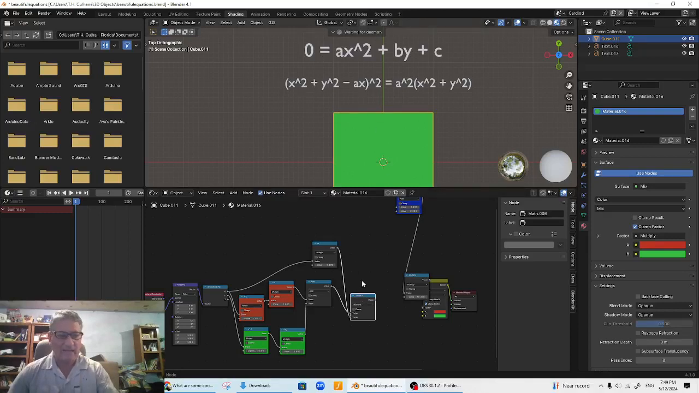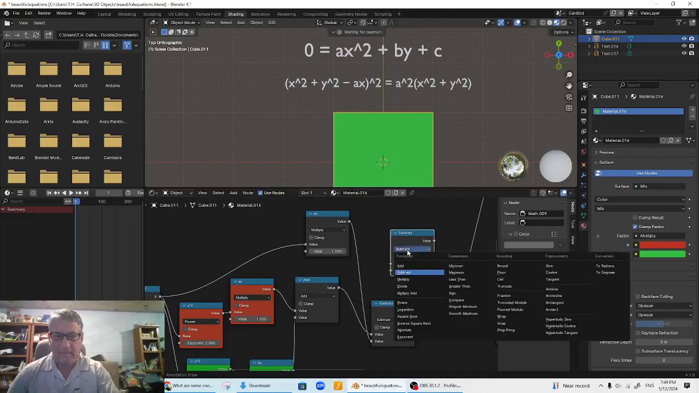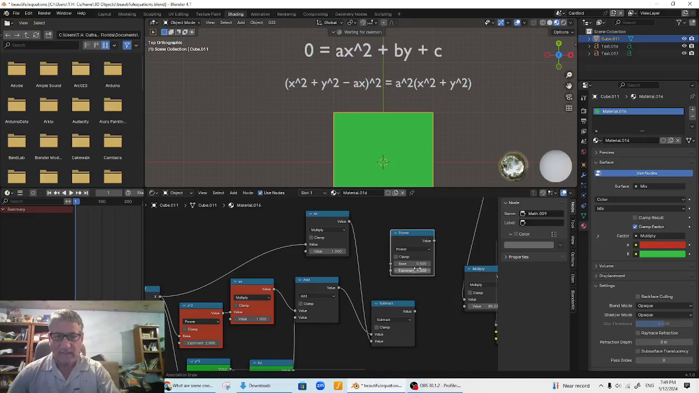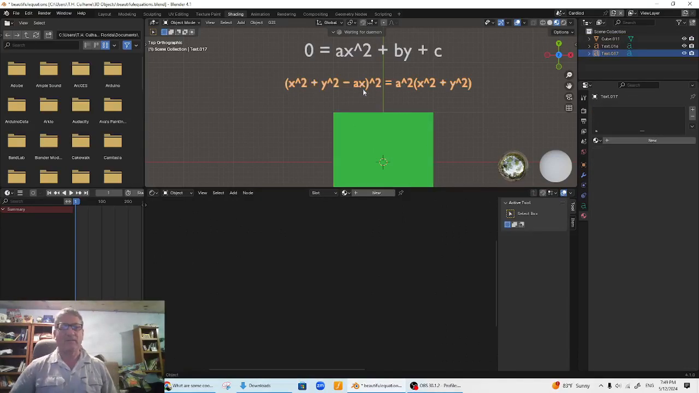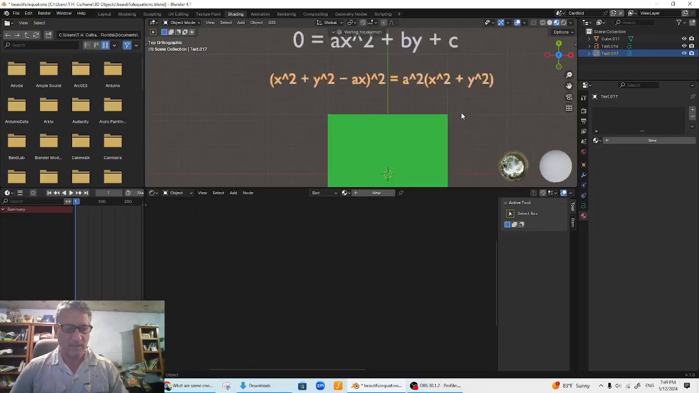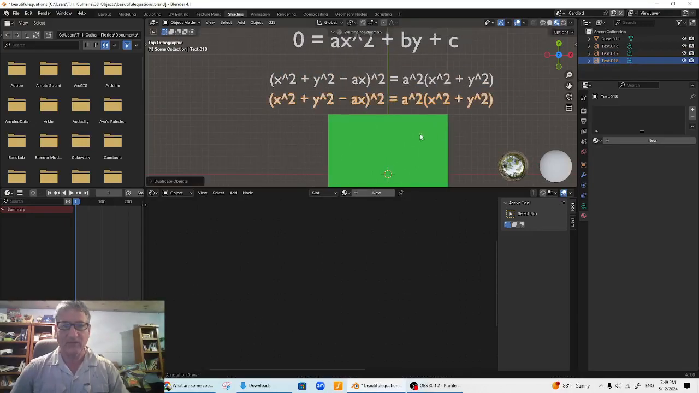So I'm going to add another math node and make it a power, and first put this value in there, and the exponent is now 2. So that takes care of this part of the equation. However, we've got to rewrite this. So to rewrite this, let me copy it and bring it under and go to edit.